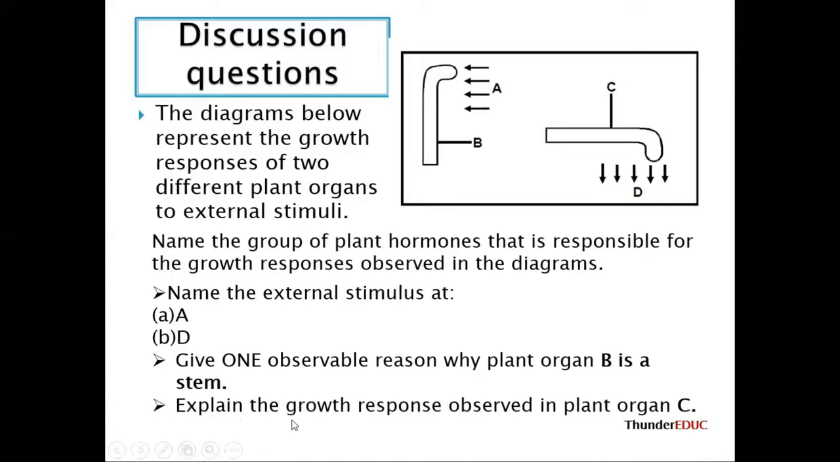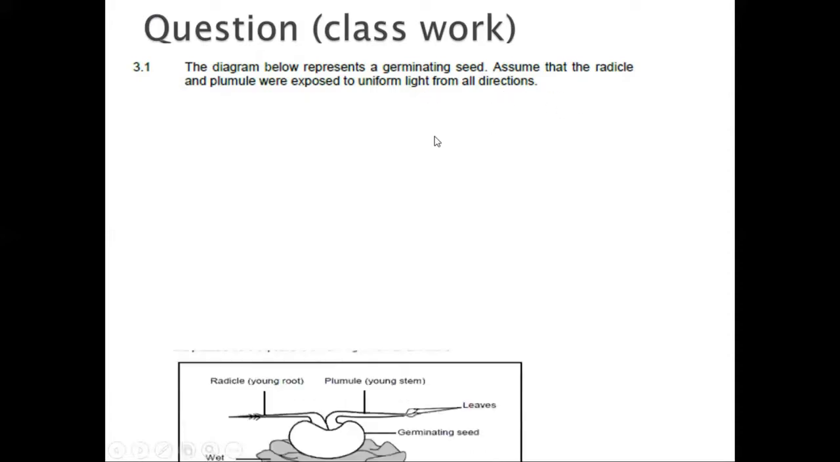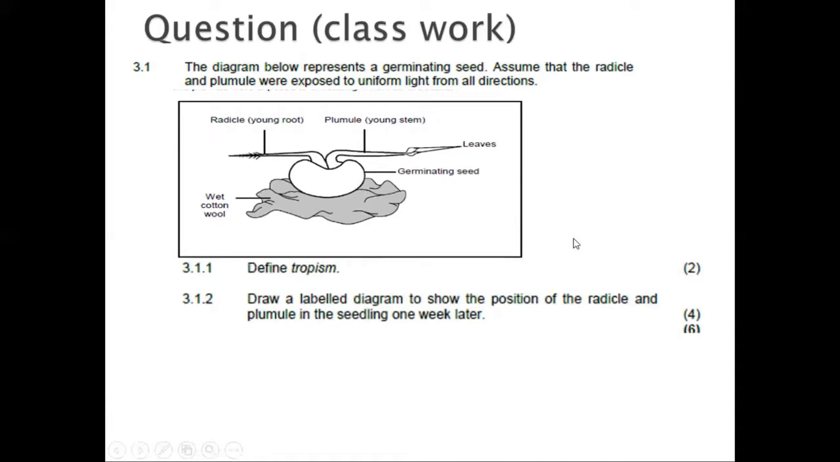Then it says, explain the growth response observed in C. It means that here you have to explain geotropism. That's what you need to explain in order to get the marks. Then they say that a diagram below represents germinating seeds. Assume that the radicle and plumule were exposed to uniform light from all directions. So here is the radicle. Define tropism: it is the plant's response to a stimulus.